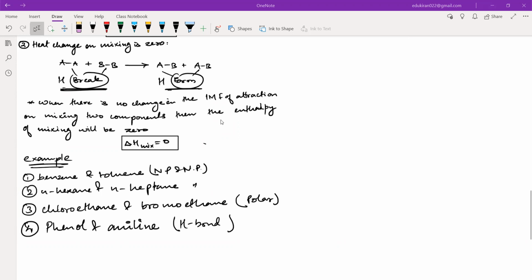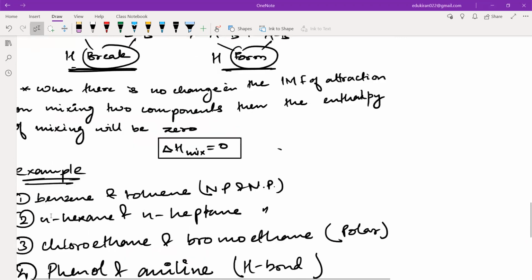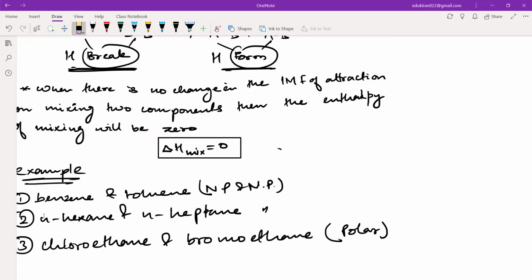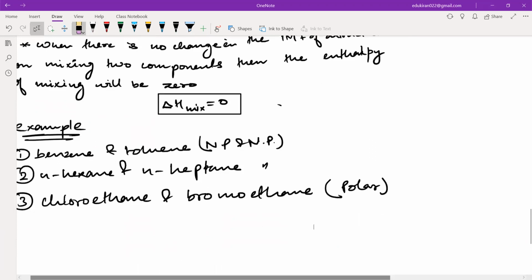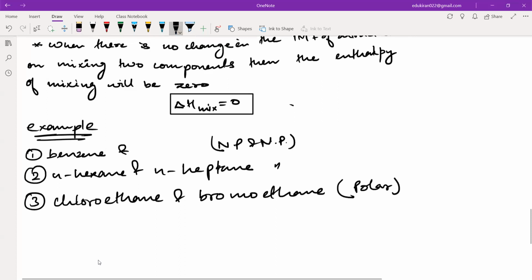Sir, what is the first one? Benzene and... acha, benzene, one second. Leave this for now, but aniline, the hydrogen bond ones, we will show later. Wait a second. Yeah, benzene and toluene. Toluene, you know, right? Toluene is just benzene with one CH3 group here. This is toluene.